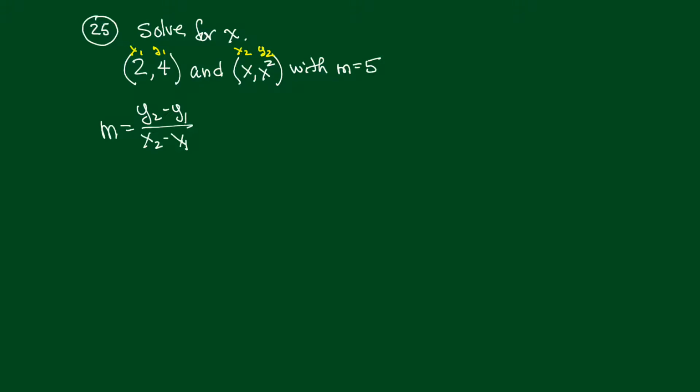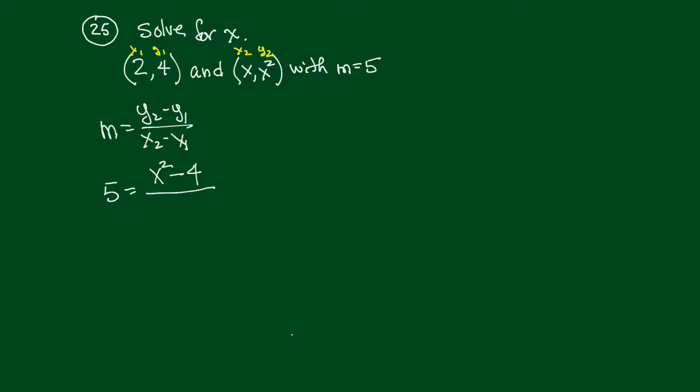So let's substitute the values we do know. Now, what do we know about m? Well, we're told up here that m is equal to 5. So let's put a 5 in there for m. And then this is equal to, what do we have here? Second y minus first y. So what's the second y? Here's the first one. Here's the second one. So the second y turns out to be an x squared. So I'll put an x squared there, minus, and the first y that you see, as I look left to right, the first y I see is a 4.